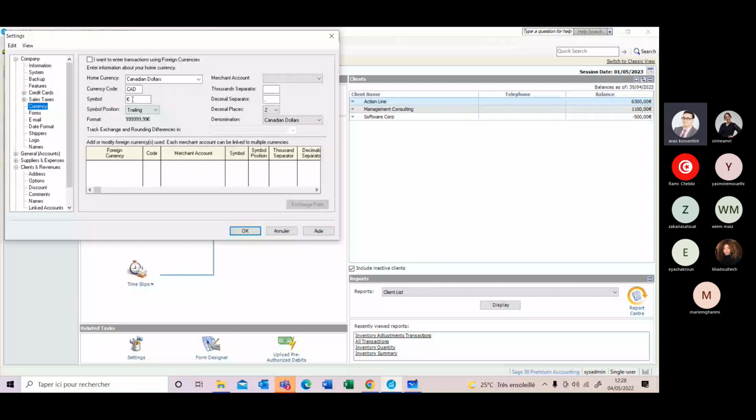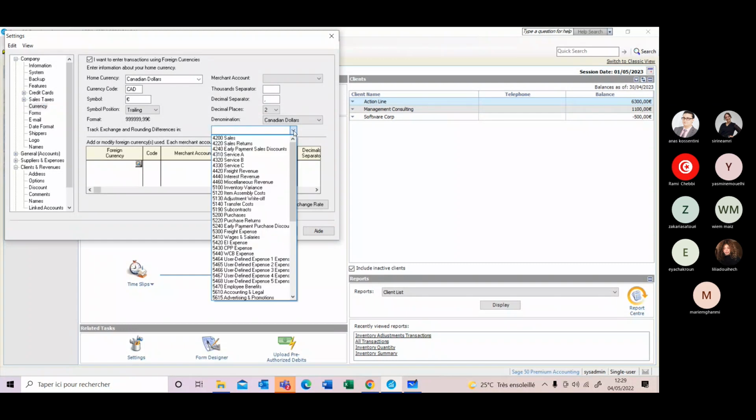Second, you have to fill in the track exchange and rounding differences. The rounding difference we talked about here is between the date of the transaction and the date of collection or the date of payment, the gain or loss on foreign exchange rate. Which account is going to be used? It is a linked account, in other words. Which account is to be debited if there is a loss? Which account is to be credited if it is a gain? This is the account where you track this difference. The account is set by the system, by the way, it's 56, if I'm not mistaken. I'm looking for it.